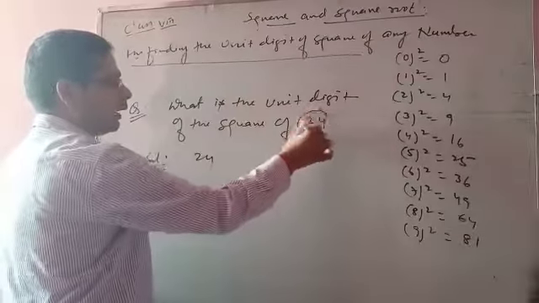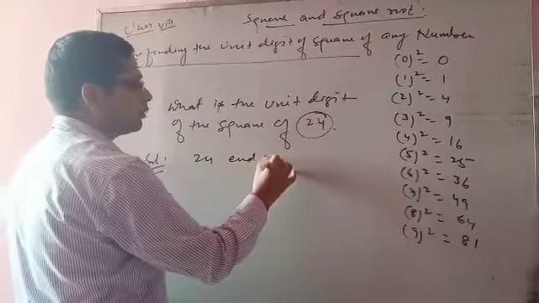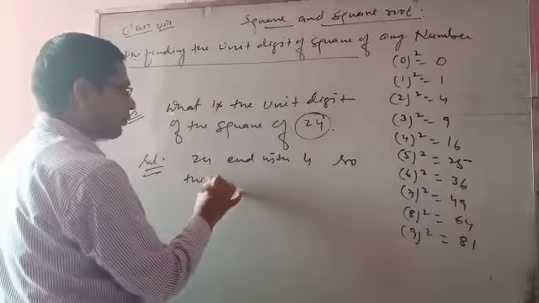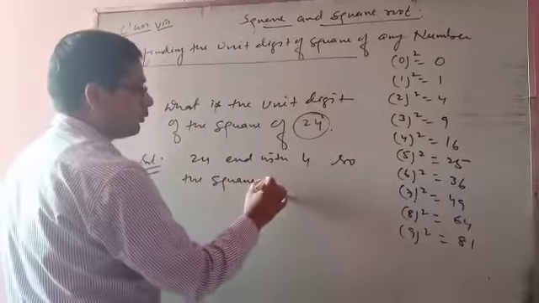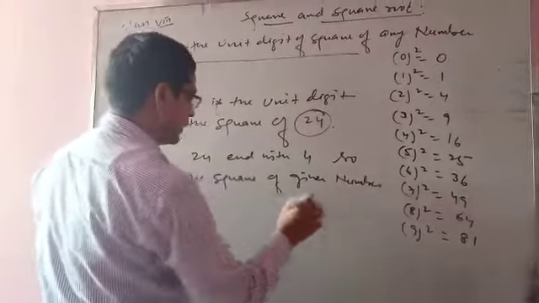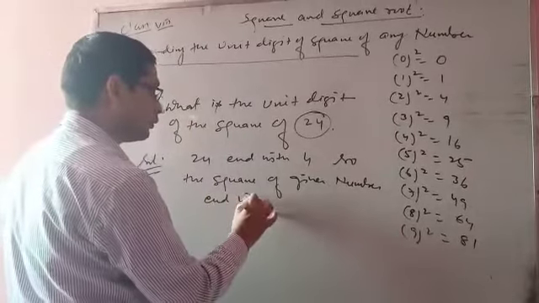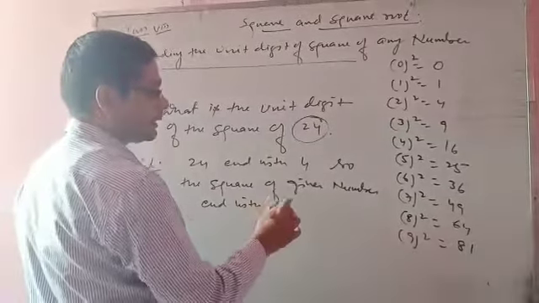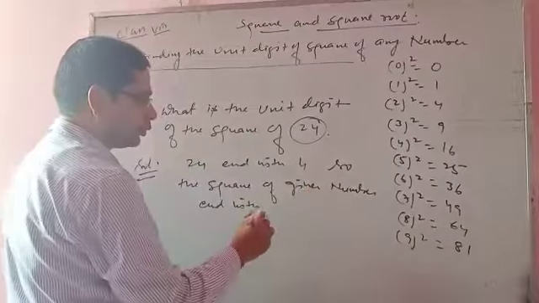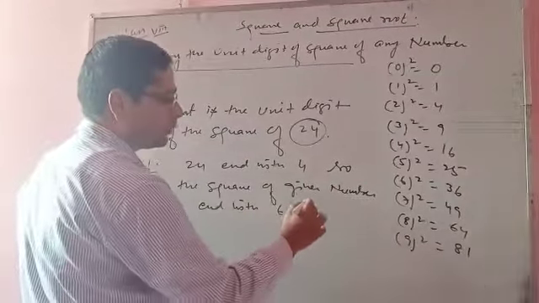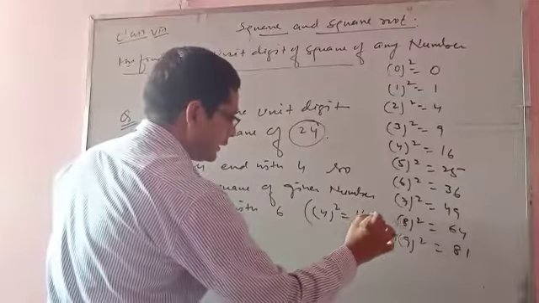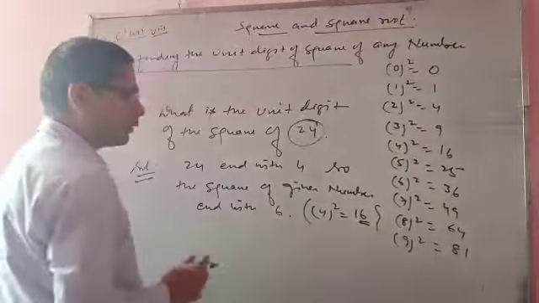24, this is the required number. 24 ends with 4, so the square of the given number ends with what? Ends with 6. 4 का स्क्वायर सिर्फ करना है, 4 4s are 16, because रूल्स भी हमारे पास हैं. Ends with 6. ब्रैकेट में आप दिखा सकते हैं 4 स्क्वायर इज इक्वल टू 16.